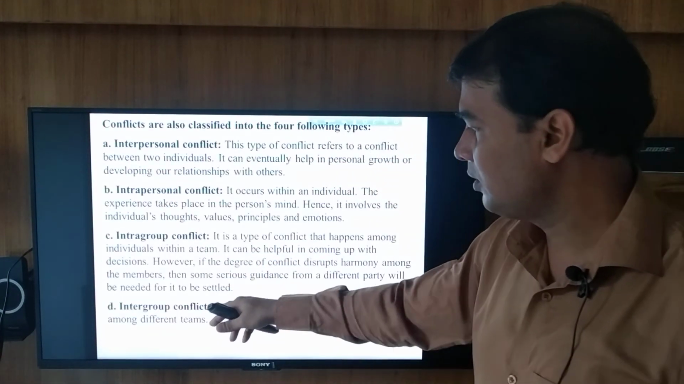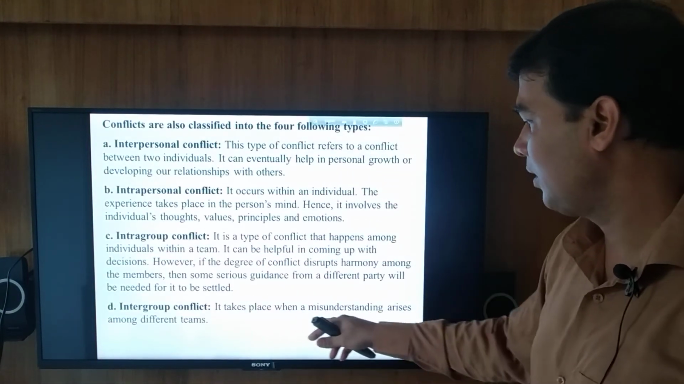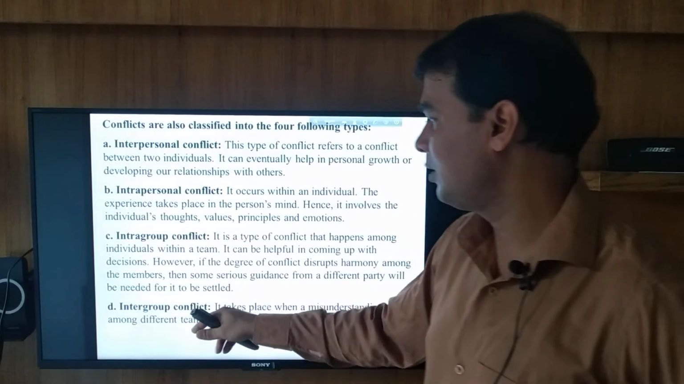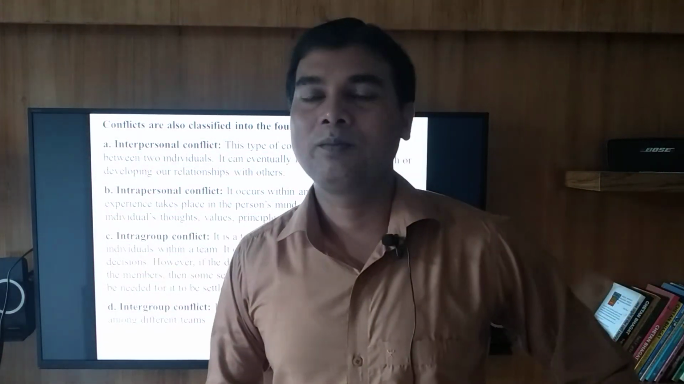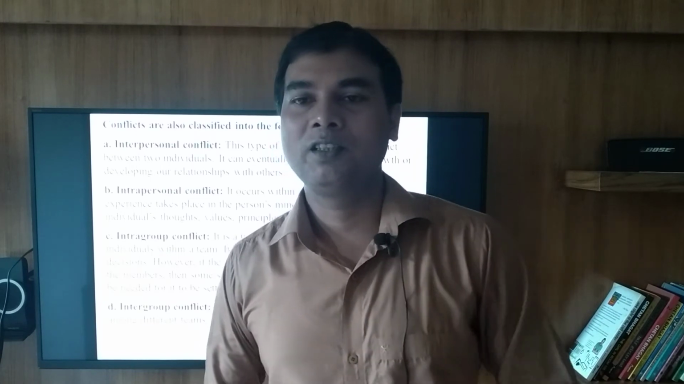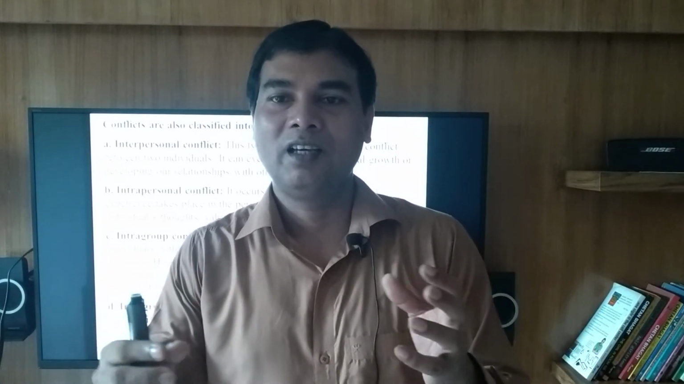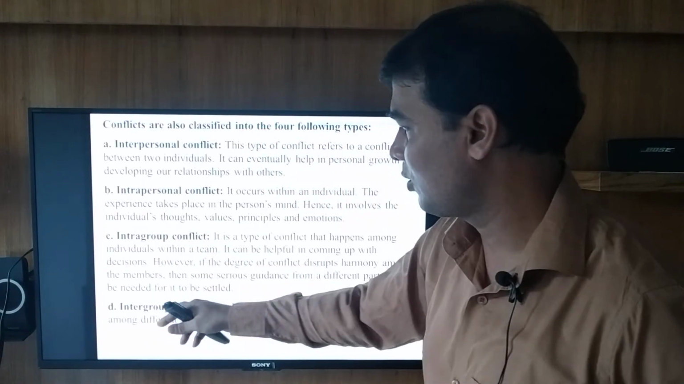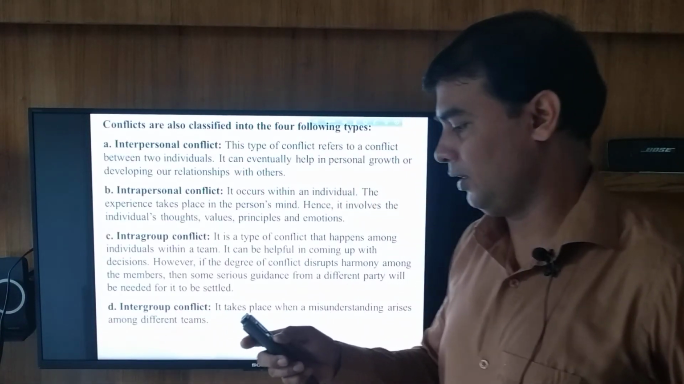Next, intergroup conflict. It takes place when misunderstanding arises among different parties. For example, suppose there are three parties, party A, party B, party C, and if party A and C have a conflict, then this is called intergroup conflict.